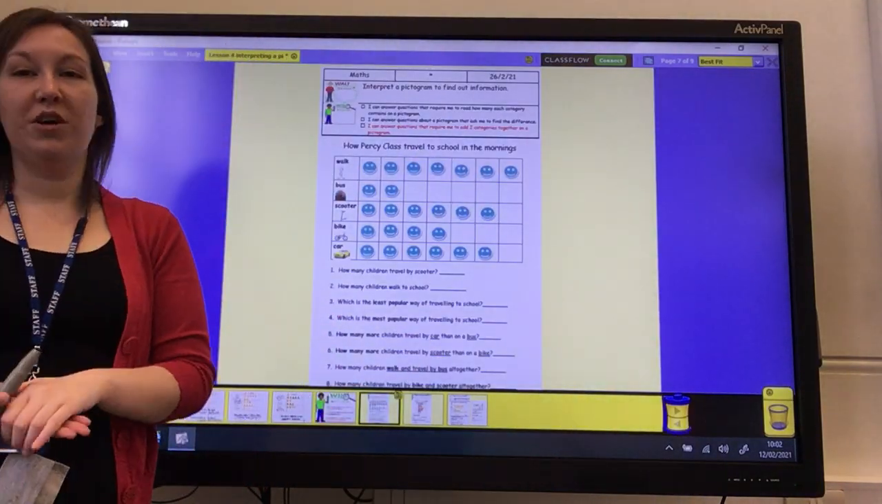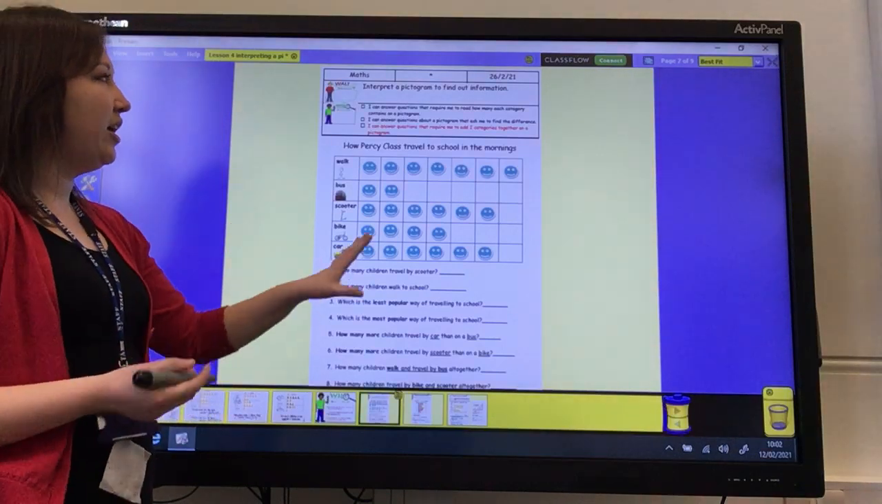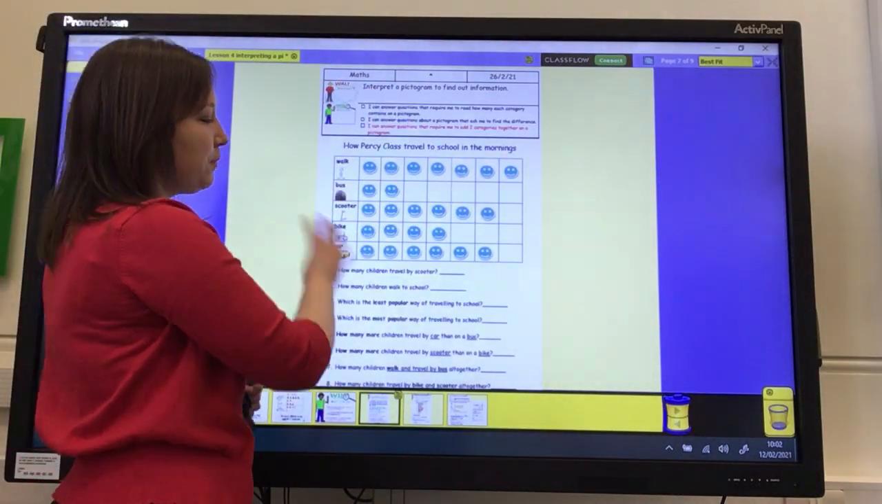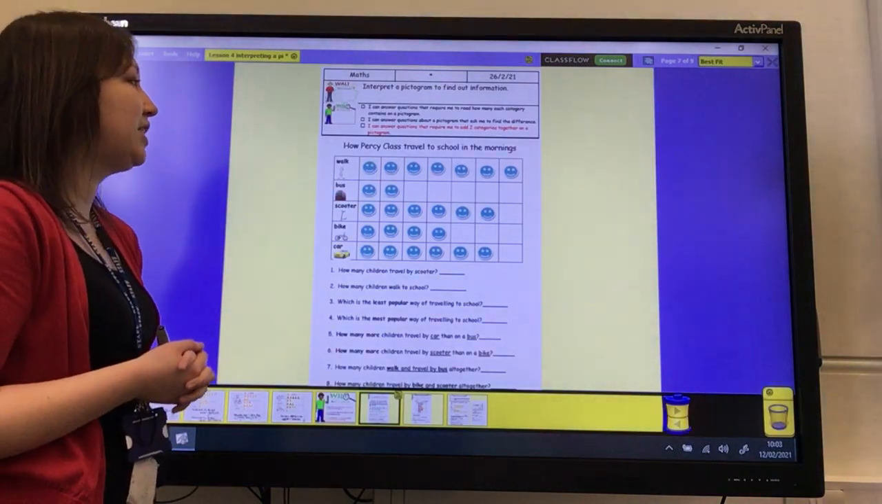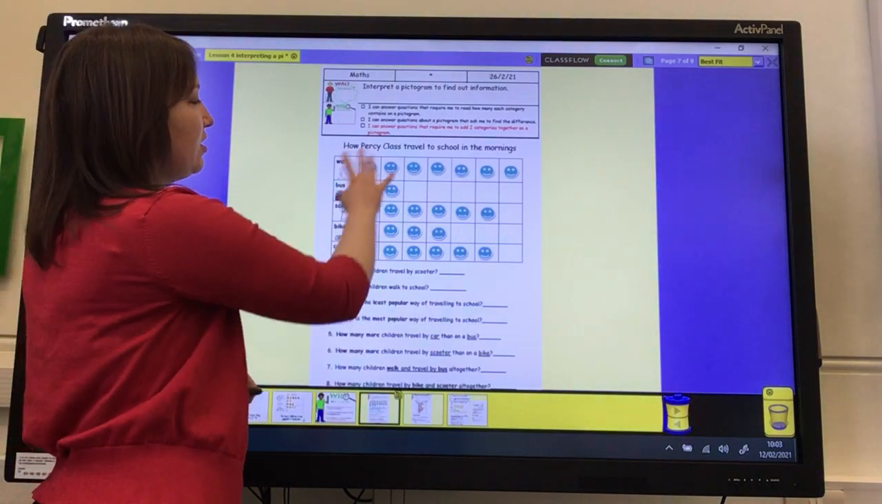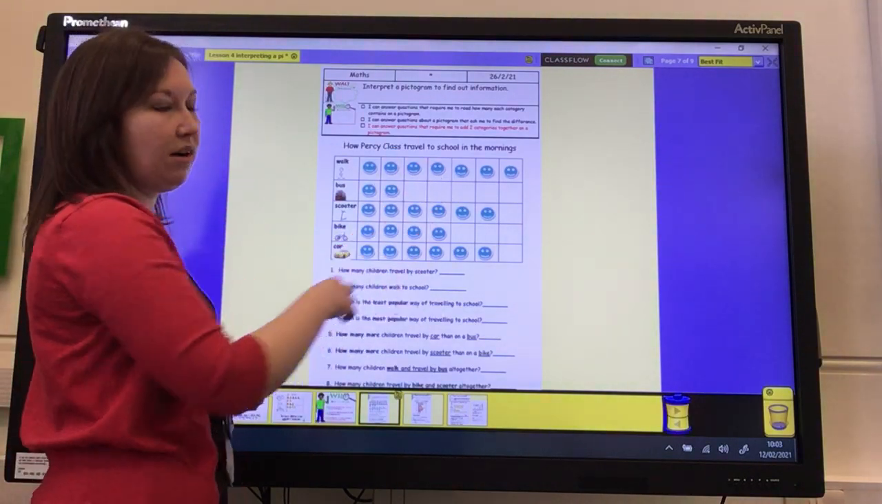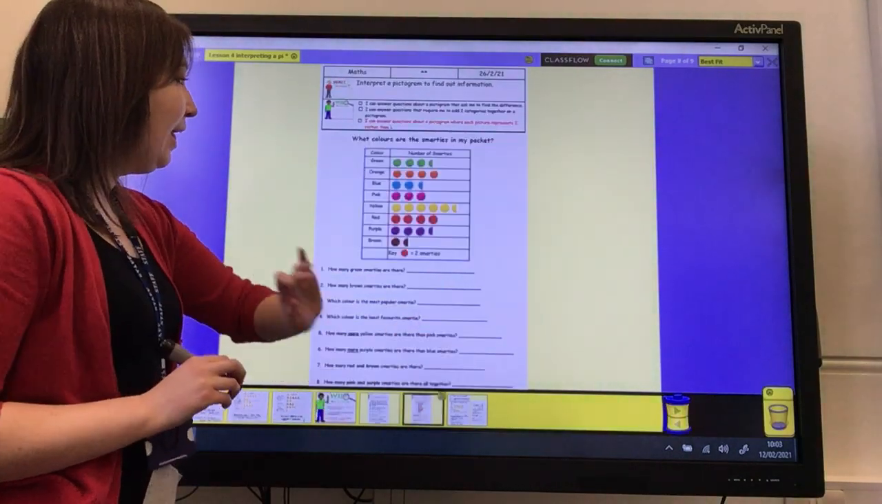If you are working in the easy group today, and you're doing the easy sheet, then you have got this pictogram, which lots of you did yesterday as part of the main activity. It shows how Percy class travelled to school in the mornings. You need to use this data to answer the questions. So good luck if you are doing the easy sheet.